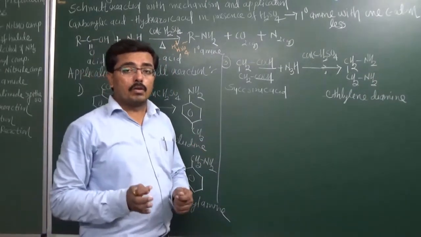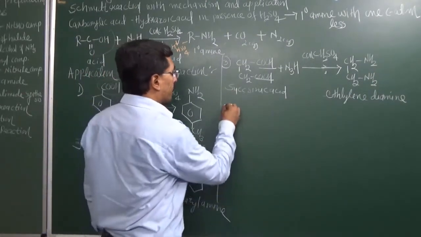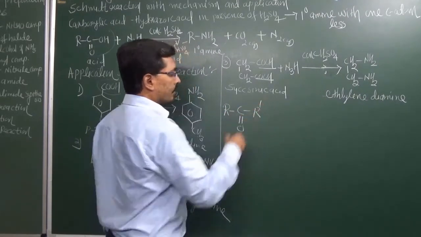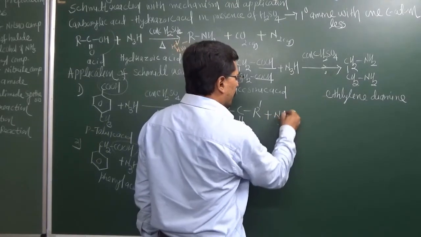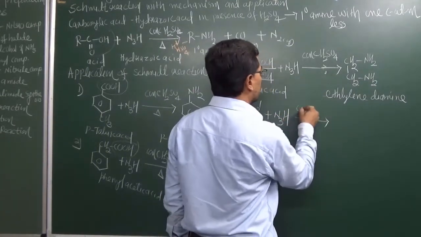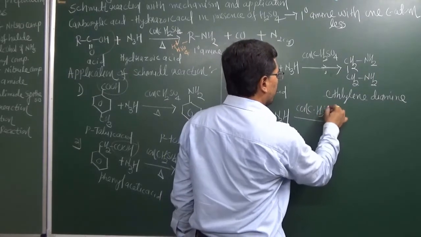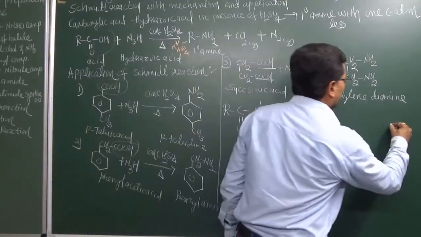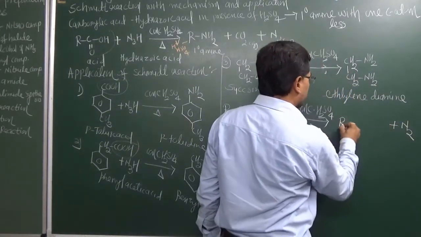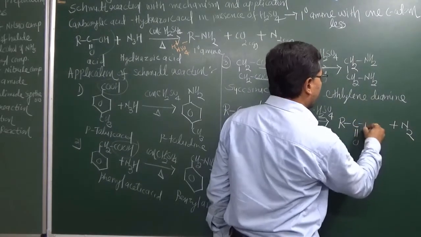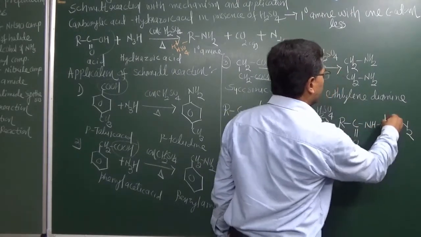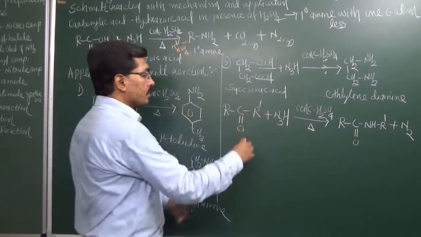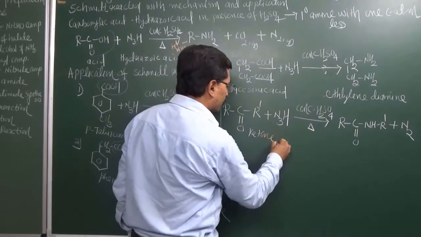Now ketones are also converted into a different type of product. Ketones also give Schmidt reactions, but the product is a little different. Suppose we have this ketone. The ketone is allowed to react with hydrazoic acid in the presence of concentrated sulfuric acid. When we do this, it is observed that nitrogen gas is removed, and we get this type of structure, R-C double bond O, N-H and R dash. So this type of N-alkyl amide will be obtained. So it is observed that ketones also give this type of reaction.